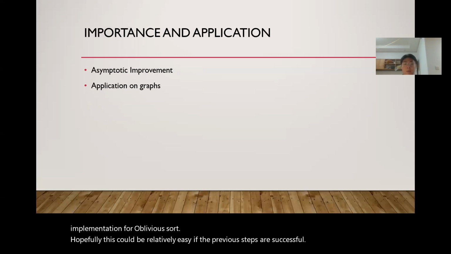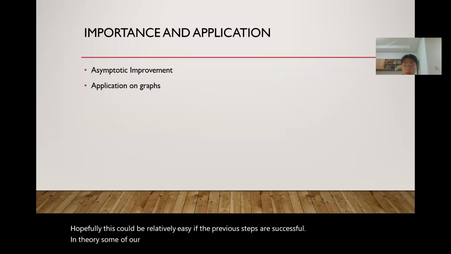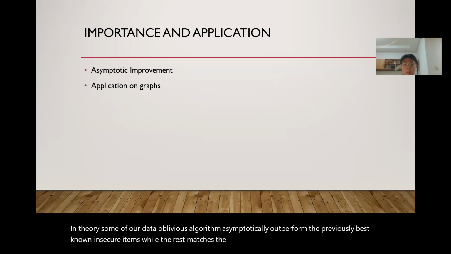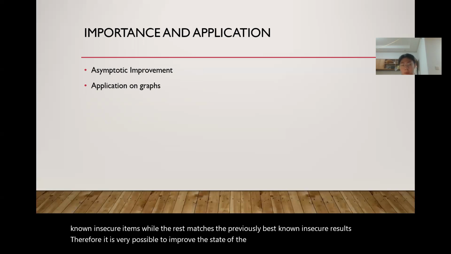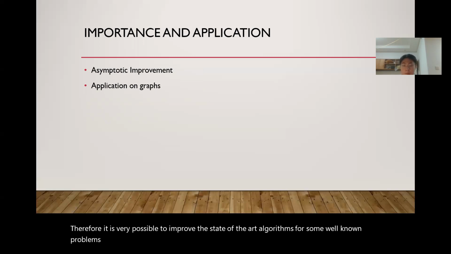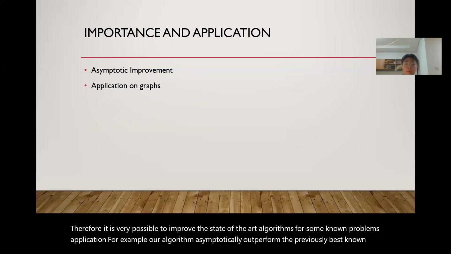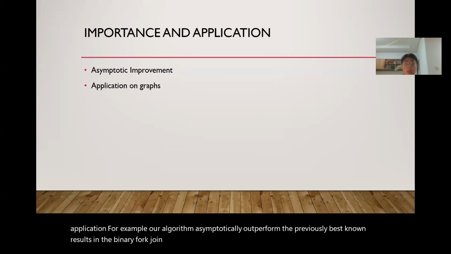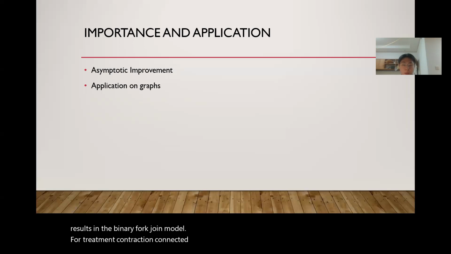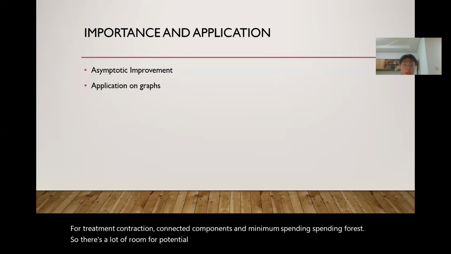In theory, some of our data oblivious algorithms asymptotically outperform the previously best-known insecure algorithms, while the rest match the previously best-known insecure results. Therefore, it is very possible to improve the state-of-the-art algorithms for some well-known problems and applications. For example, our algorithm asymptotically outperformed the previously best-known results in the binary fork-join model for tree contraction, connected components, and minimum spanning forest. So there's a lot of room for potential applications in, say, navigation systems or something else.